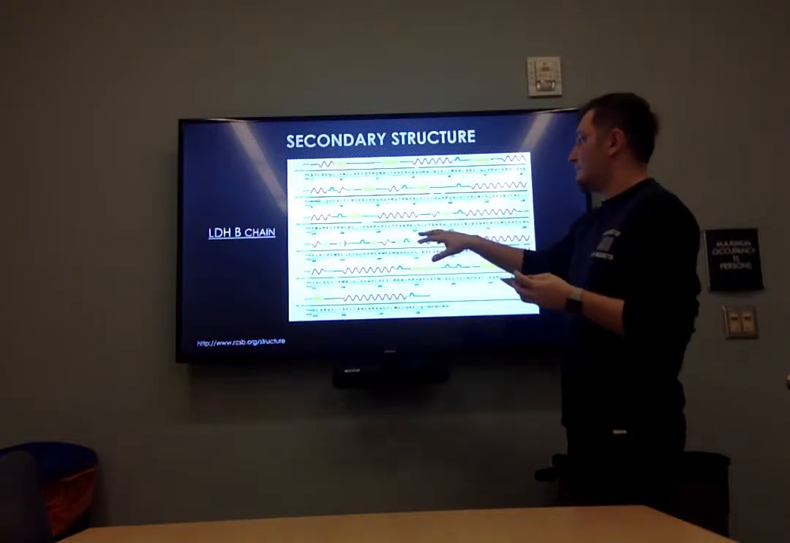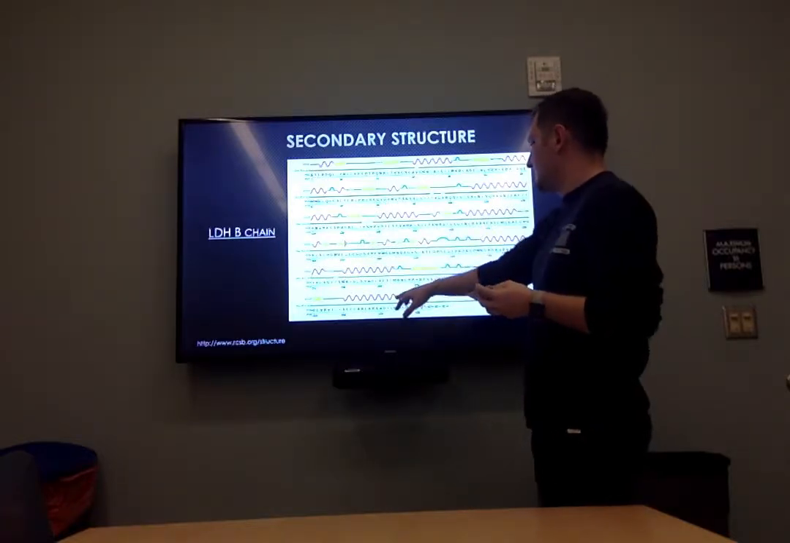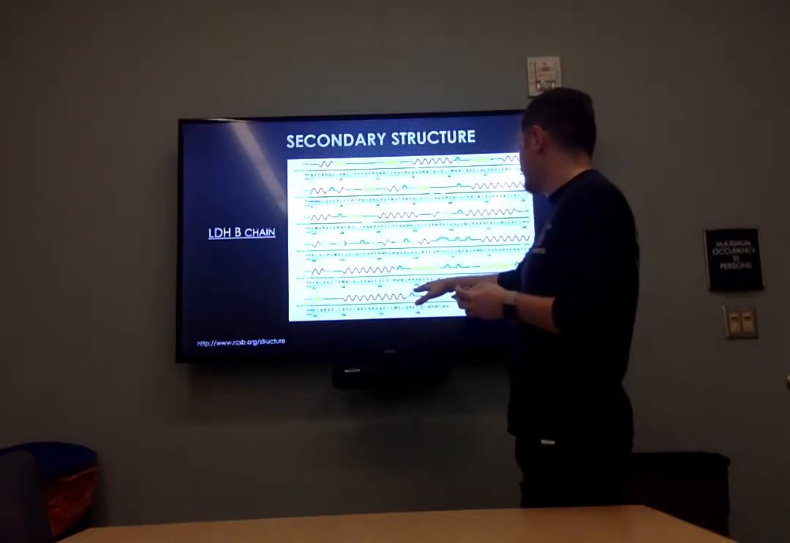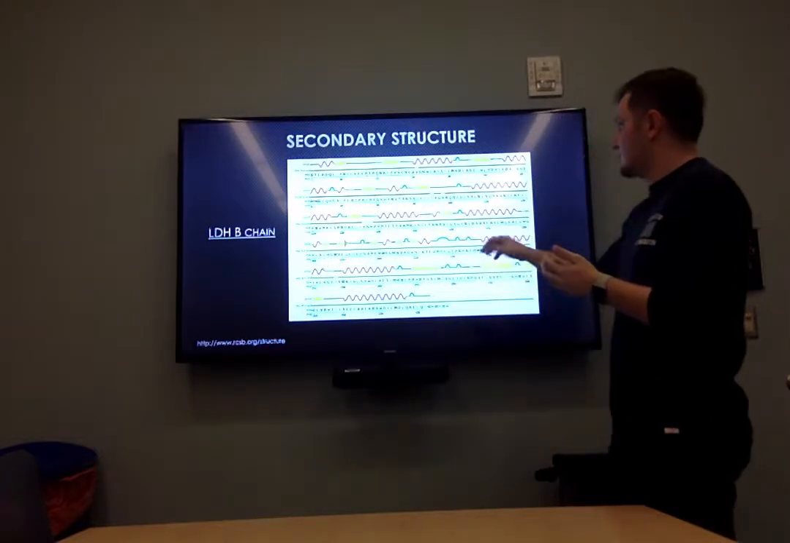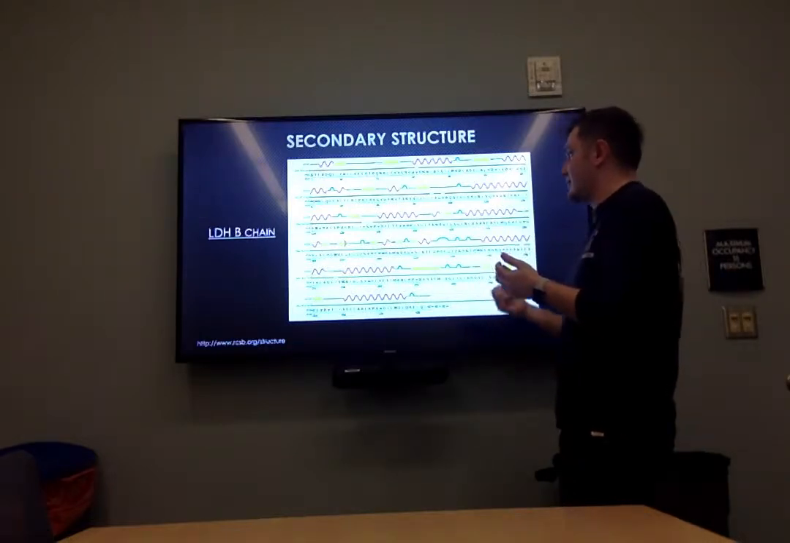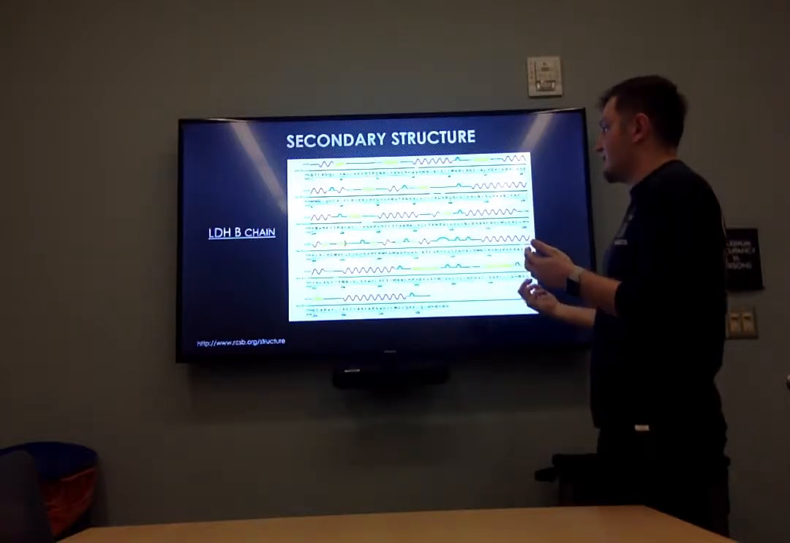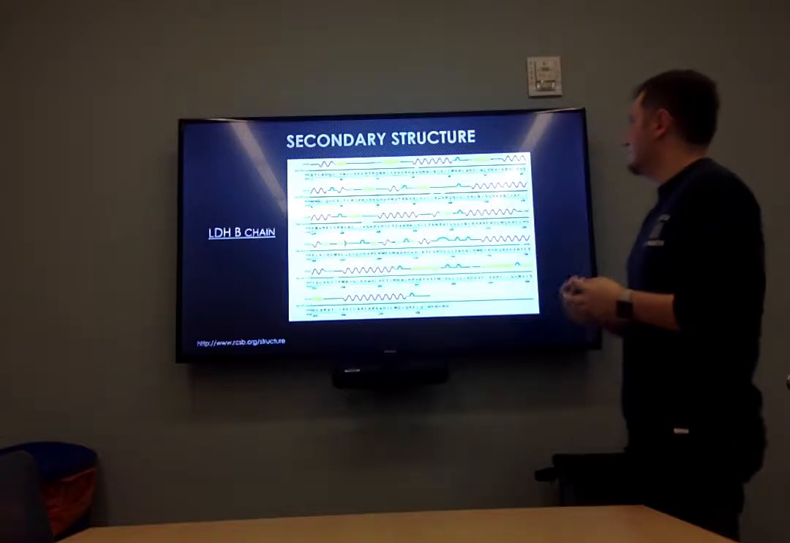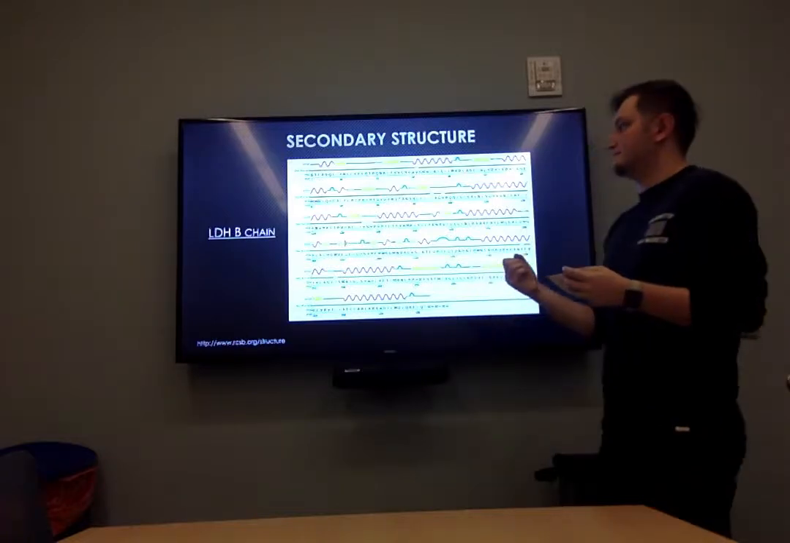And this is the LDHB chain. Looking at the secondary structure, here you see the alpha helices, and with the yellow arrows here, you see the beta sheets. The LDHB chain is comprised of about 334 amino acids, and it's also considered a polypeptide chain. It has a couple more amino acids than the LDHA chain, and it has more beta sheets than the LDHA chain.